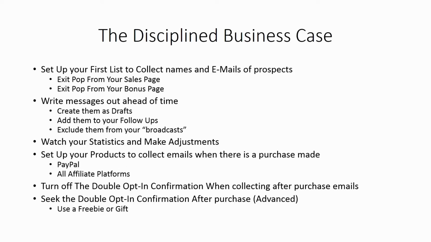This is what I call belt and suspenders. You already did collect a lead when you got them after purchase. Does everybody understand that? You did get the lead. However, you go the next step further in the disciplined business case. You try to get their cool people address, the email address that they only give to cool people. You get there by asking them to get your cool stuff by giving you their name and email address.